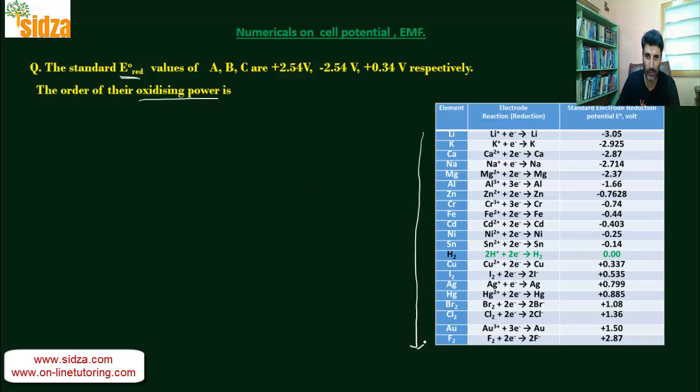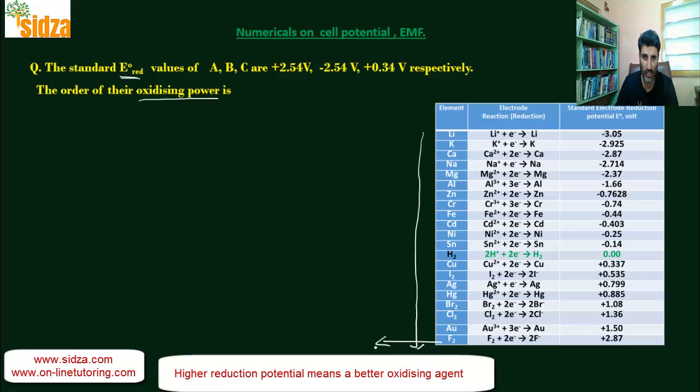You can see among these elements here, fluorine has the highest oxidizing power, right? Because it has a very high reduction potential, it has a high tendency to gain the electron. That means this fluorine will oxidize other substances very easily because it has a high tendency for the electron. So the element with the higher standard reduction potential will be a better oxidizing agent.